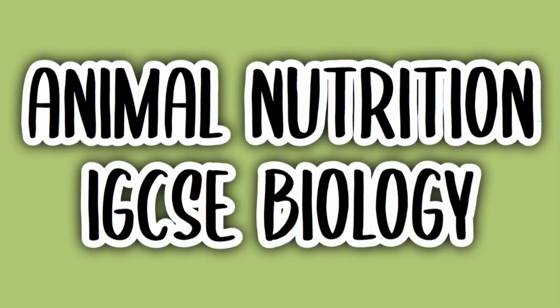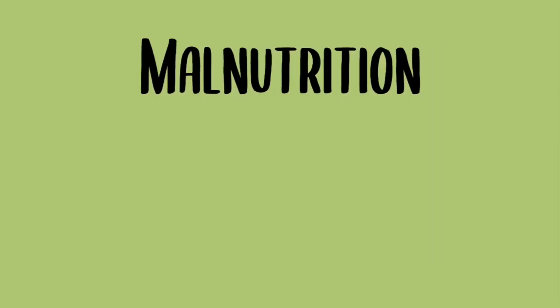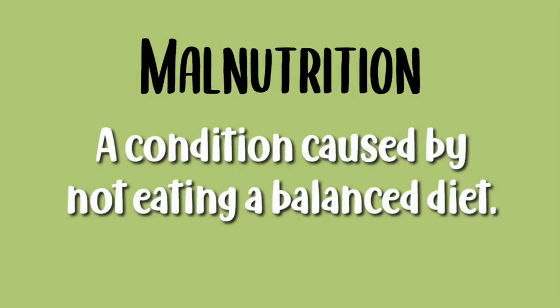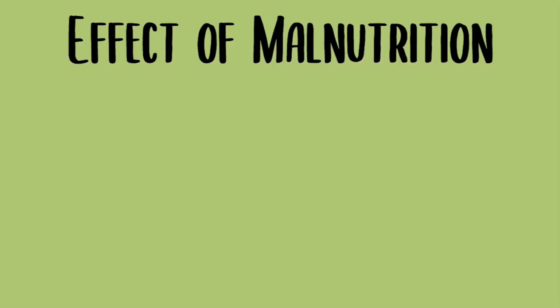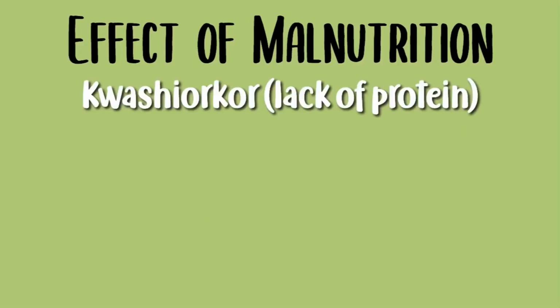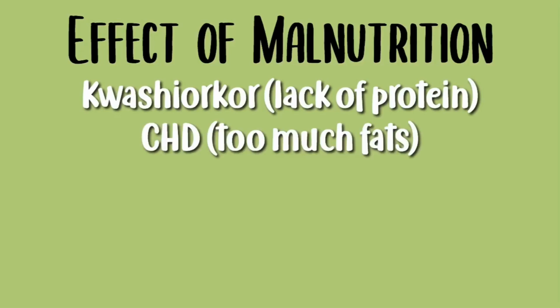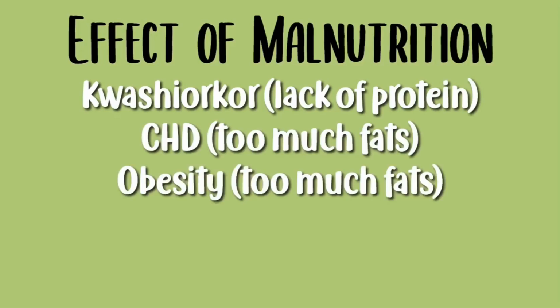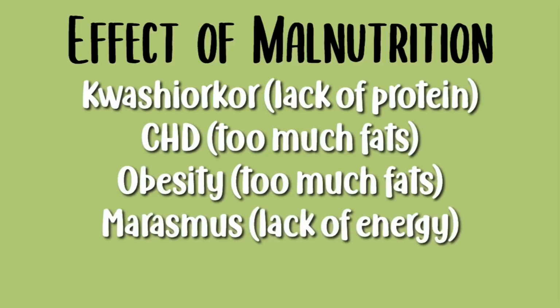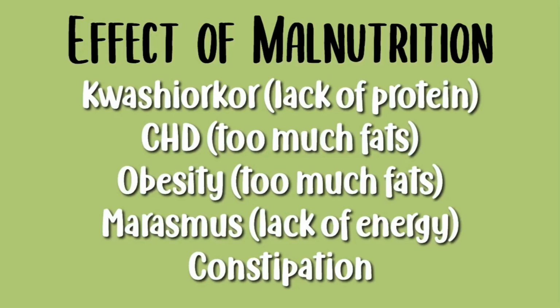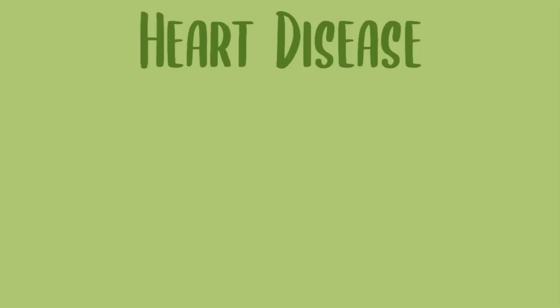In this video, I'll be talking about animal nutrition. So first, let us look at malnutrition, which is a condition caused by not eating a balanced diet. The effects of malnutrition are kwashiorkor, which is caused by a lack of protein, CHD, which is caused by eating too much fats, obesity, which is also caused by eating too much fats, marasmus, which is caused by a lack of energy, and constipation. Now let's look at heart disease.